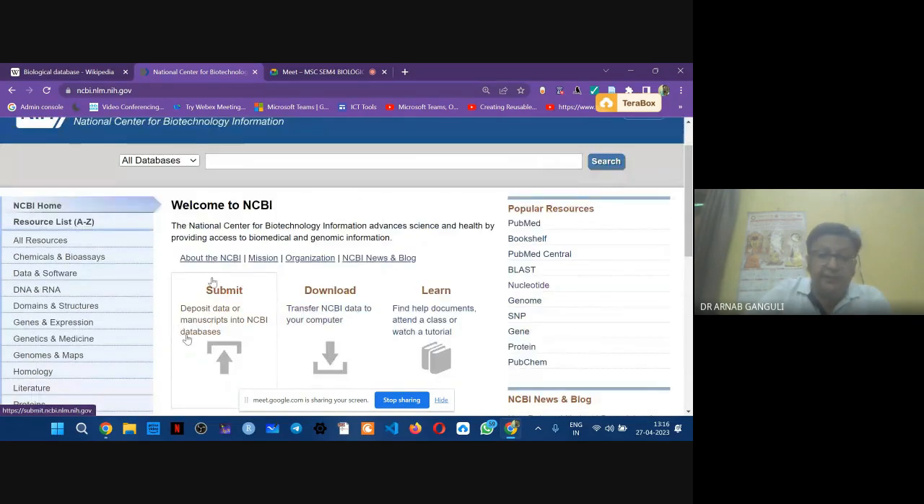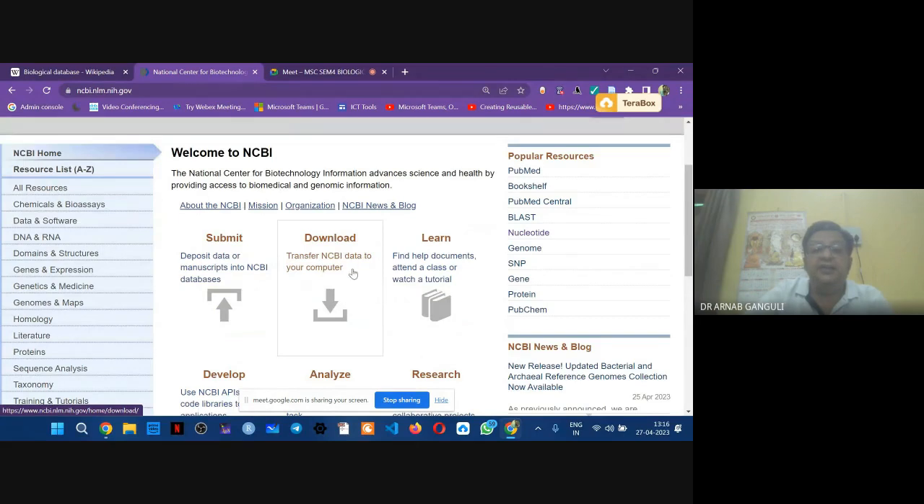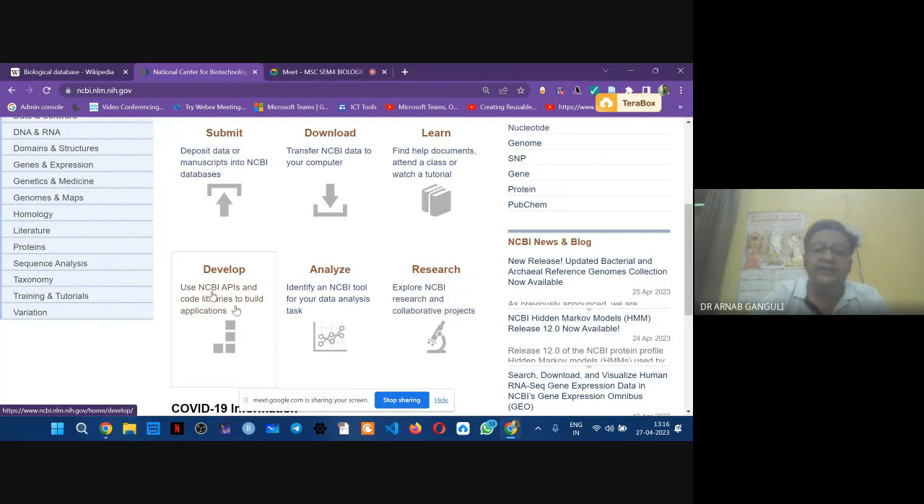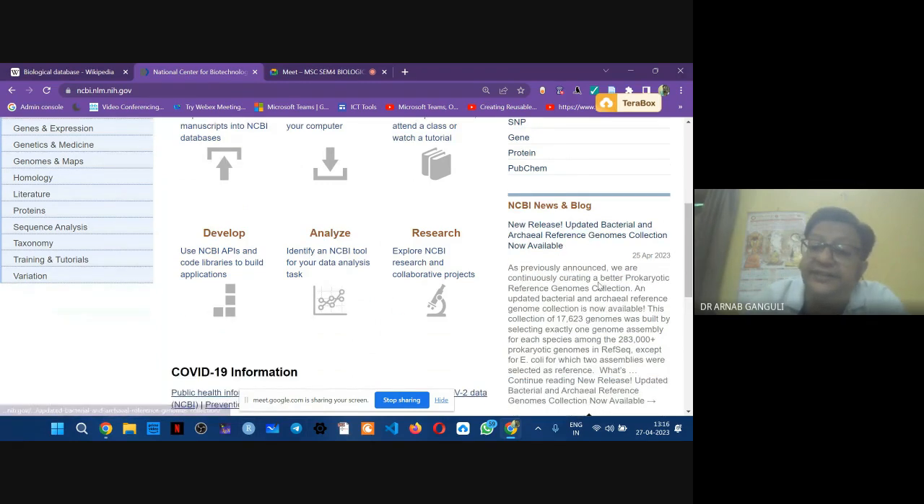So people submit or deposit data or manuscripts into the NCBI database, and if you need that data, you can download it from the NCBI database. It is open source, free for all. You can develop APIs, tools. You can analyze data. Then there are a lot of research things. You have NCBI news and a news blog also.